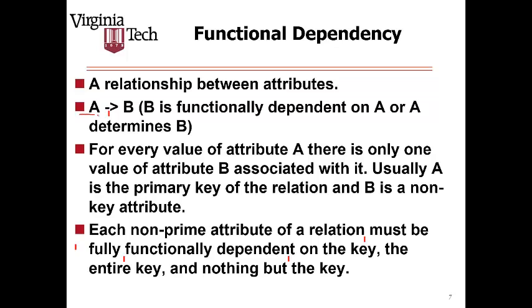Right here we say A functionally determines B. B is functionally dependent on A, or A determines B. So what that means is for every value of A, there is only one value of B that is appropriate and associated with it. So if you know the value of A, you also know the value of B. It will always be the same.